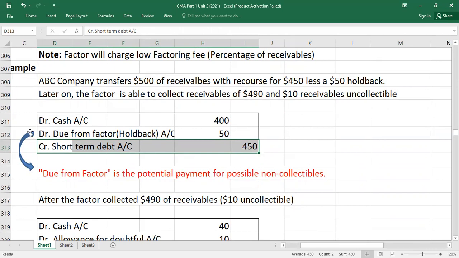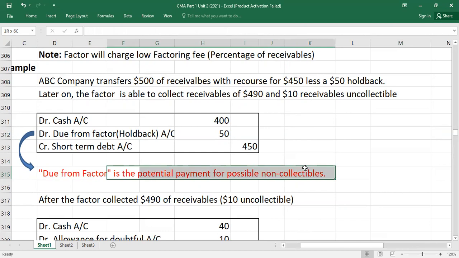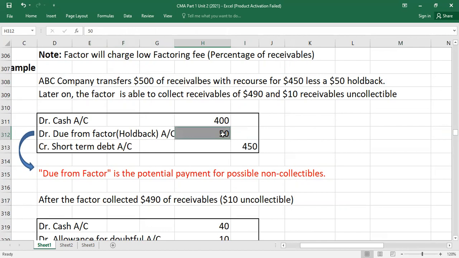So here you should remember, you can see this arrow. This arrow is with the due from the factor holdback account. And what is the note here? Due from the factor is actually the potential payments for possible non-collectibles, like you might have bad debts in the future. So the factor will hold, for example, $50 for the time being. Let's assume there are bad debts of $10, so the remaining $40 they will transfer to you. This holdback account is the potential payment for possible non-collectibles.